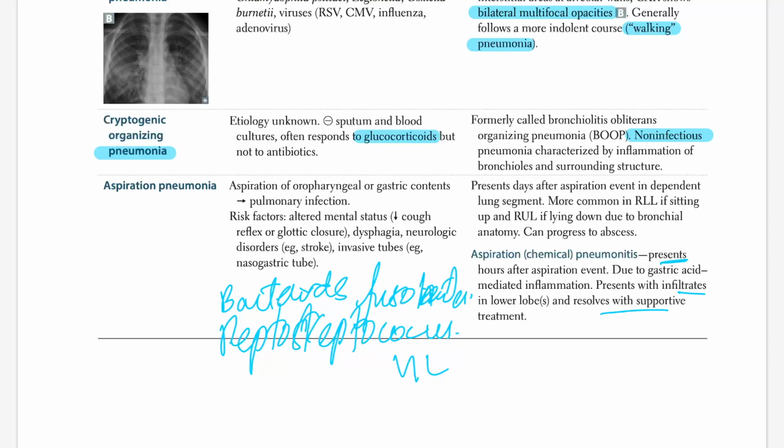Aspiration, if you aspirate oropharyngeal or gastric contents, it's going to present in days, but if you aspirate a chemical, it's going to present in hours. Again, pneumonia. And that's all for pneumonias.